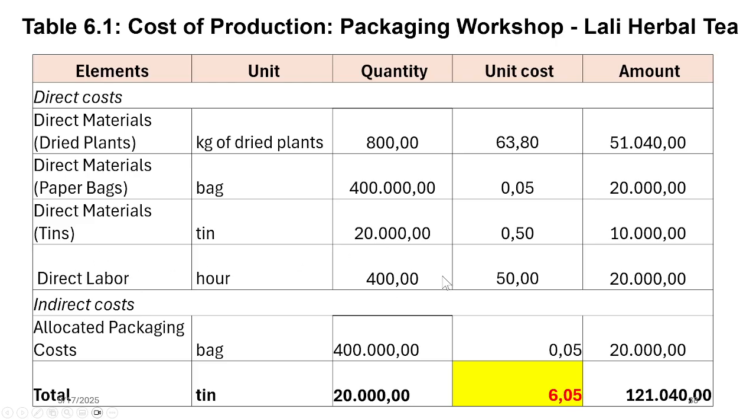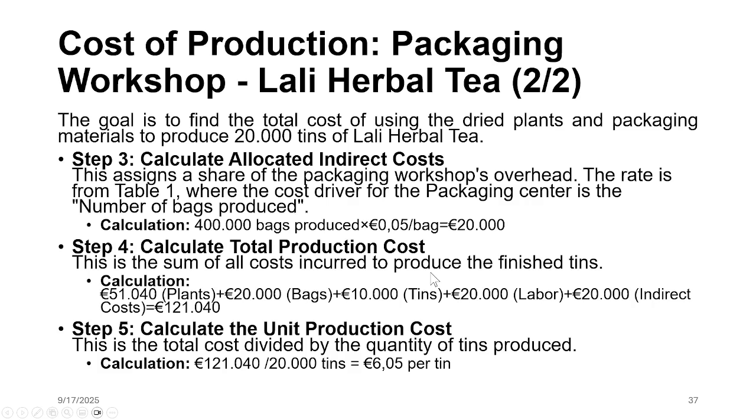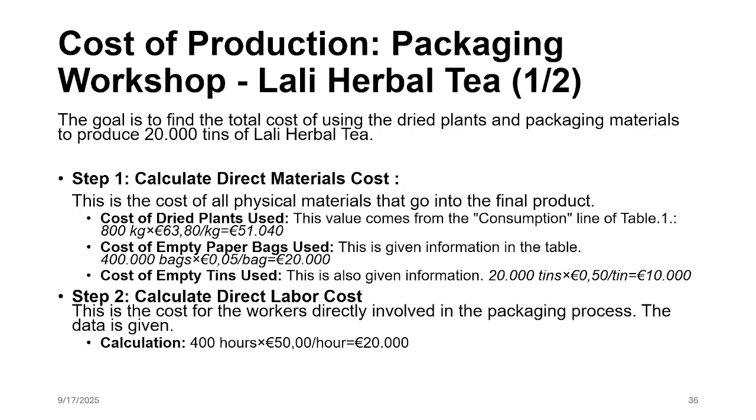The subject gives you the quantity of 400 hours of direct labor work in this workshop, at a cost of 50. So you calculate the total amount of cost as the 50 unit cost multiplied by the quantity. In sum, I break this down into two slides. The first step is to calculate the direct material cost. The second step is to calculate the direct labor cost. Right? So you already have your own information.